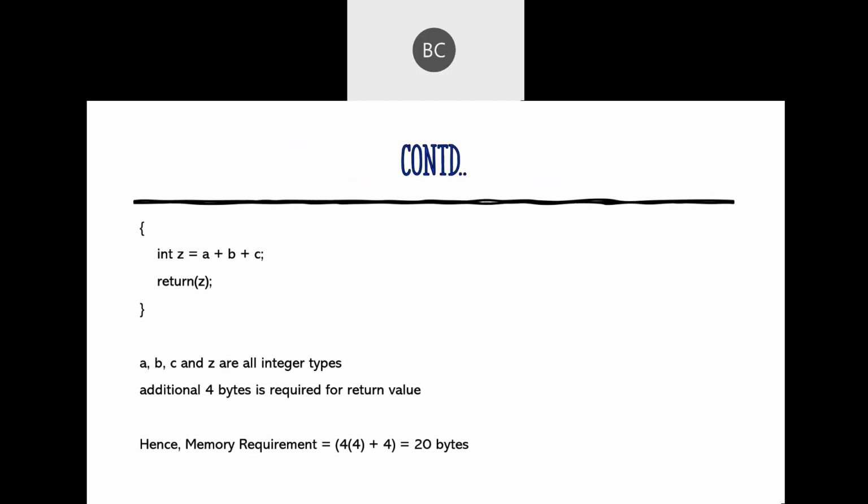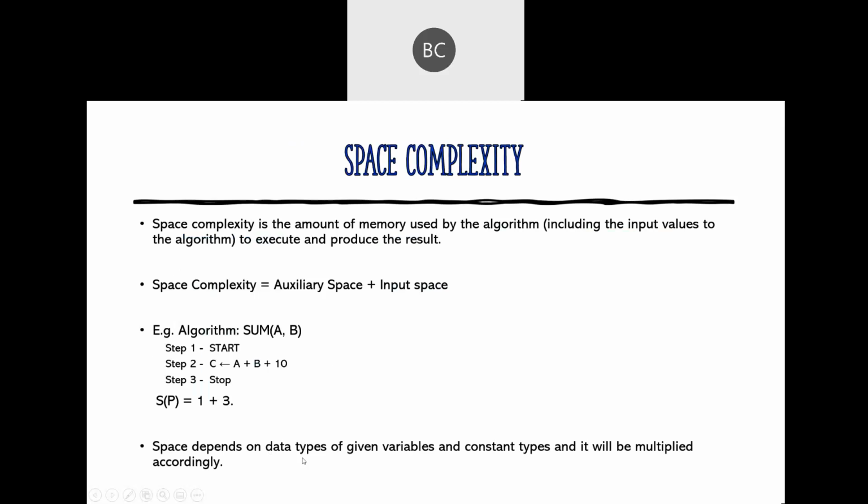Okay, so here the total memory requirement will be 20 bytes. How? A, B, C, and Z. There are four variables and all of them are integer types. So 4 into 4. Right? See, here the space depends on the data types of the given variables and constant types, and it will be multiplied accordingly.